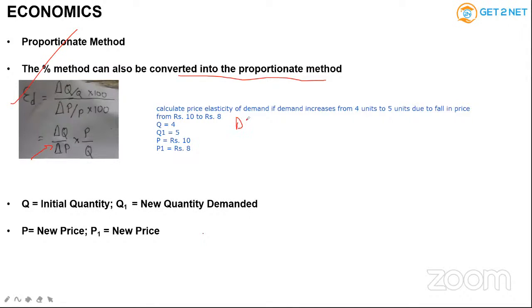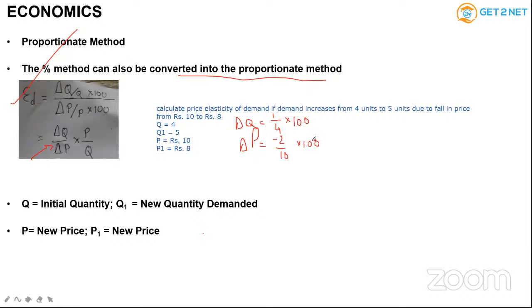Delta Q is equal to 5 minus 4 divided by 4 into 100. That comes to 1 by 4 into 100, that comes to 25%. Next, what is delta P? What is the difference? 2. What is the base amount? 10. So minus 2 divided by 10 into 100. So that comes to minus 20.